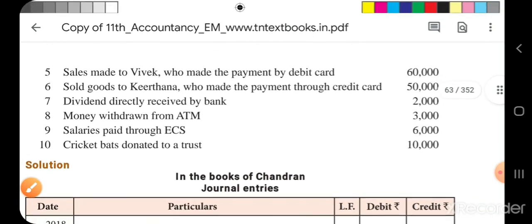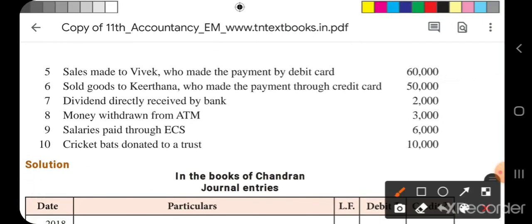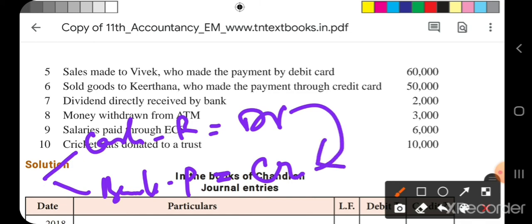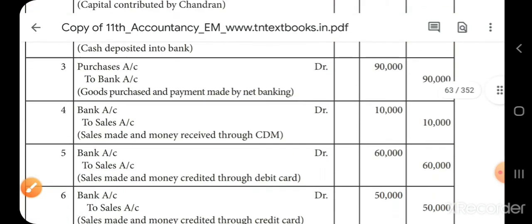The next one, money withdrawn from ATM. That means the two accounts involved are cash account and bank account. Cash is a real account, bank is a personal account. Debit what comes in. Money withdrawn from ATM means money is coming into the business, so debit what comes in. Credit the giver. Who is giving the money? The bank. So credit. The entry is cash account debtor to bank account.